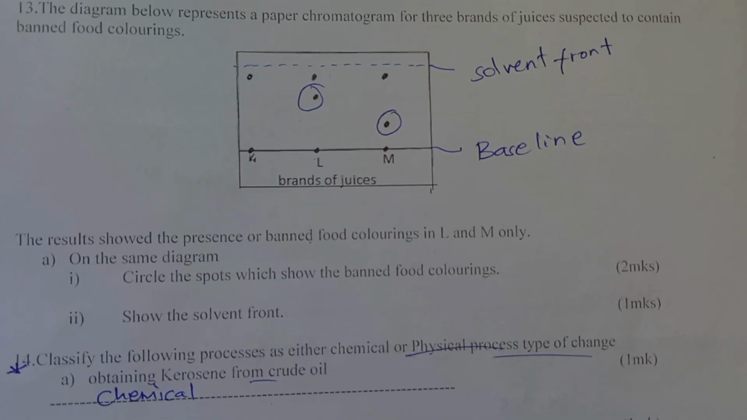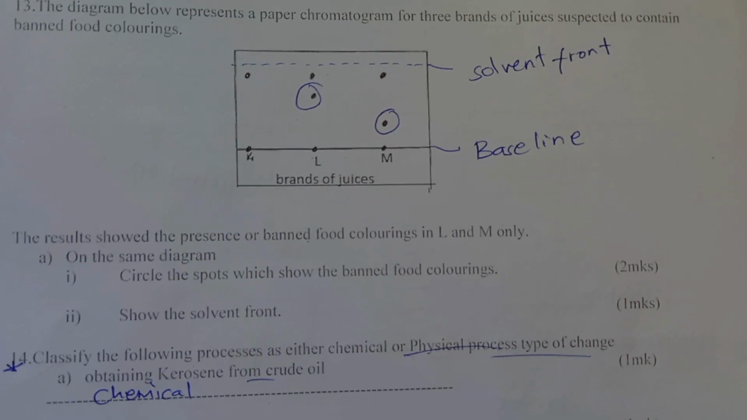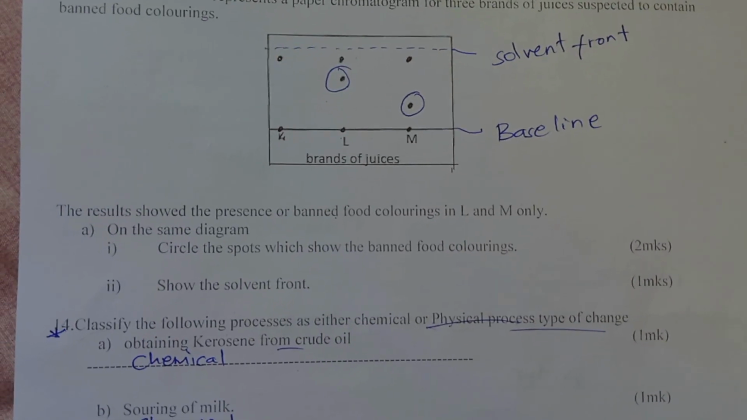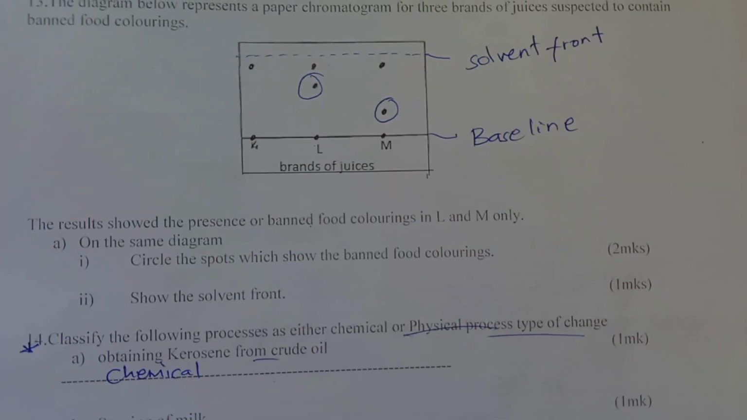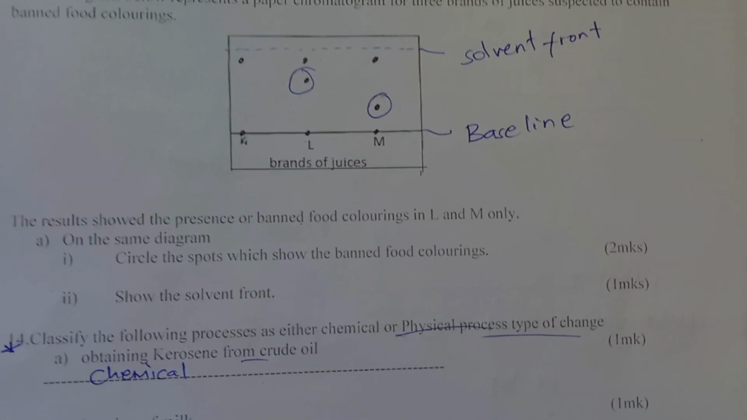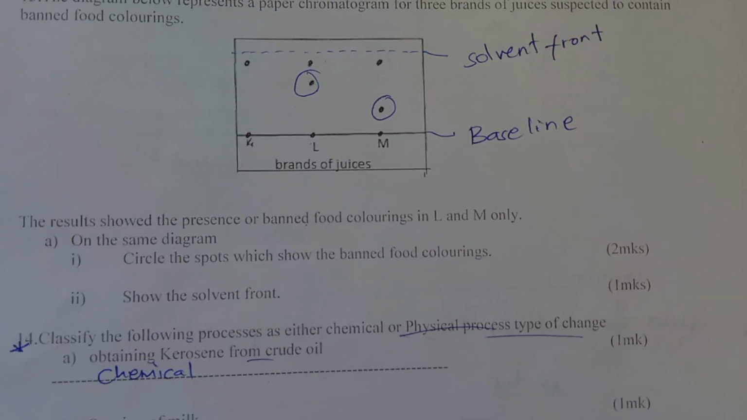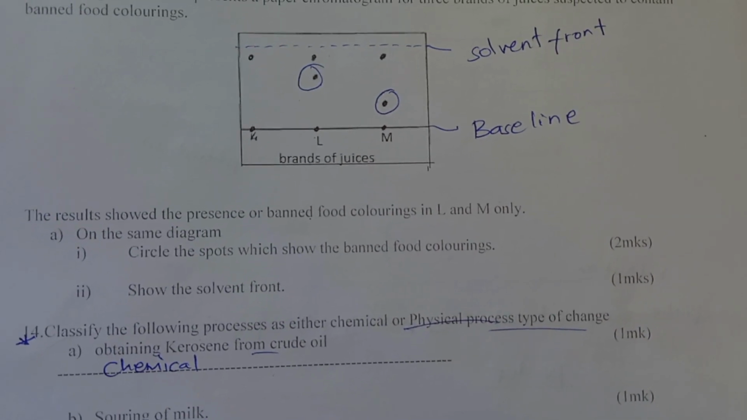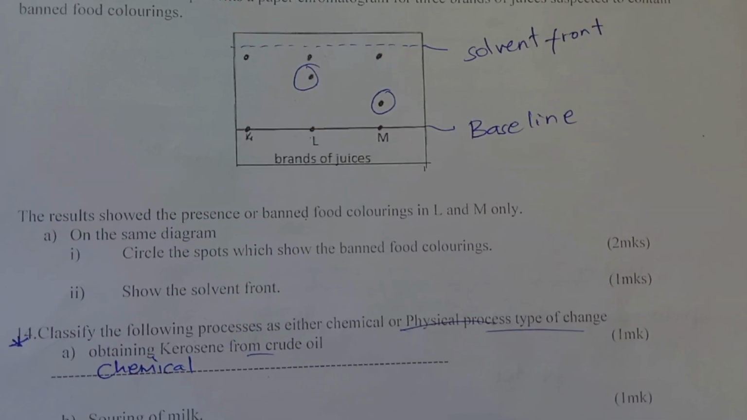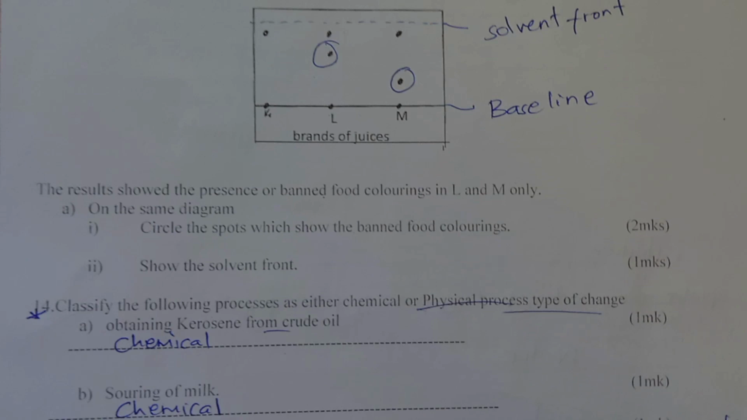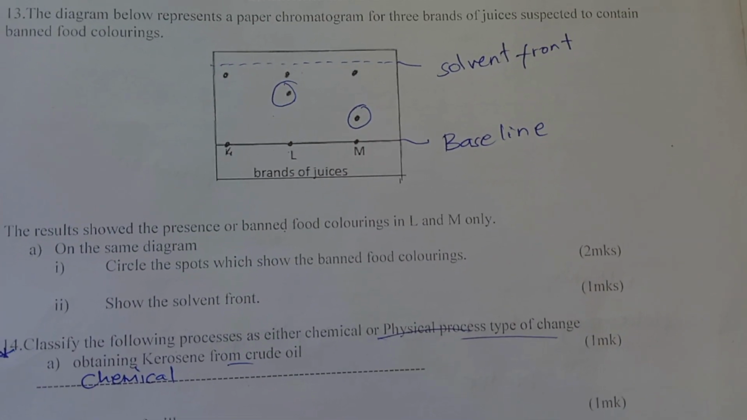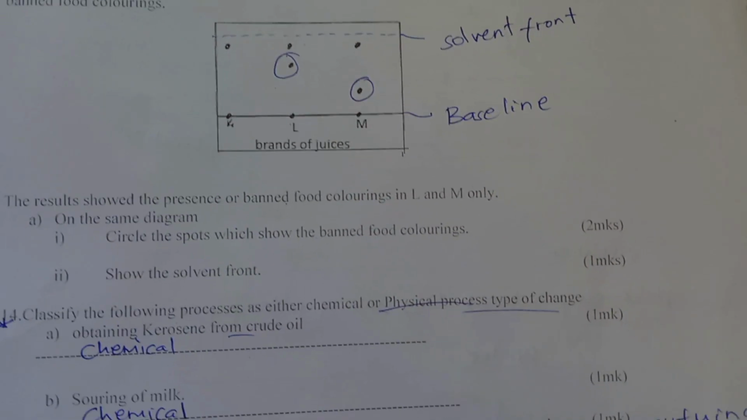The diagram below represents a paper chromatogram for 3 brands of juice suspected to contain banned food colorings. You're supposed to circle the spots which show the banned food colorings. Banned food colorings are present in R and M, so you should only circle the spots that are not at the same point as those of K. Also show the solvent front. I have already labeled for you the baseline as well as the solvent front.